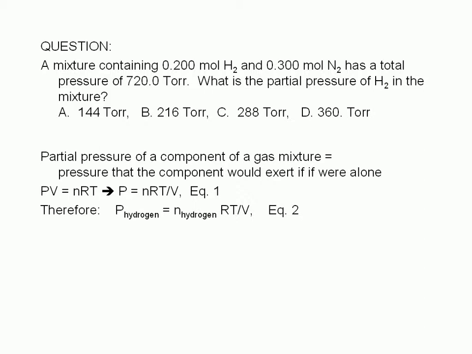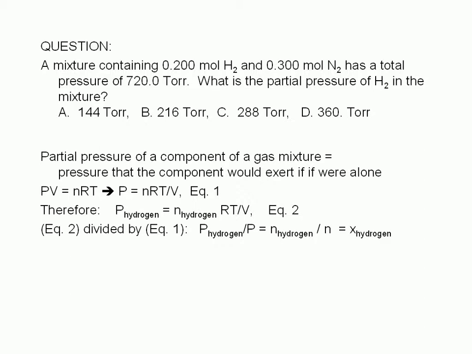here in equation 2. Unfortunately, the problem does not give us the temperature or volume of hydrogen. So what do we do? We can get rid of the need for temperature and volume information as well as R by taking equation 2 and dividing it by equation 1.